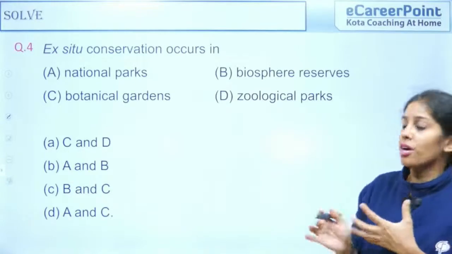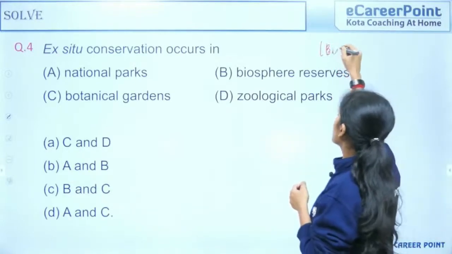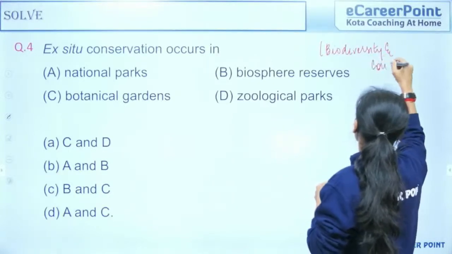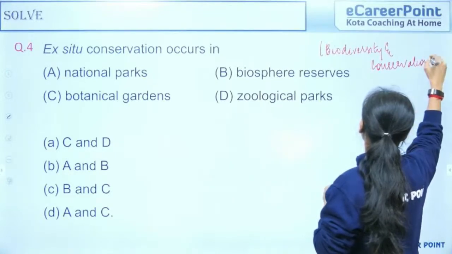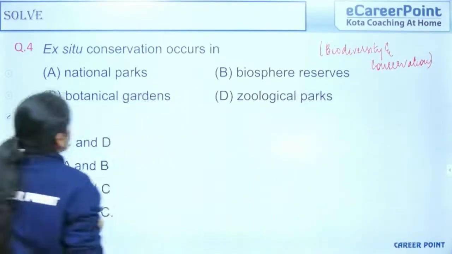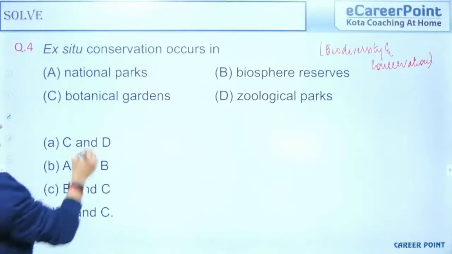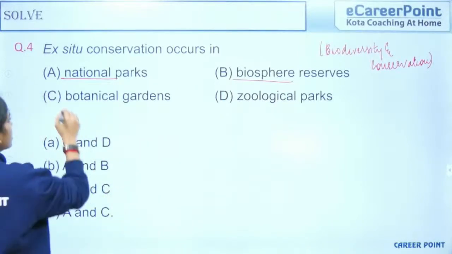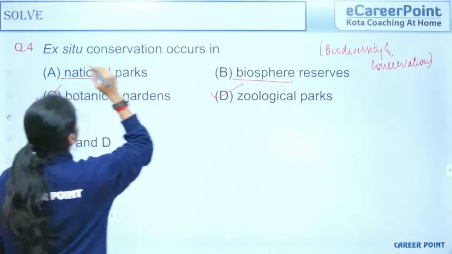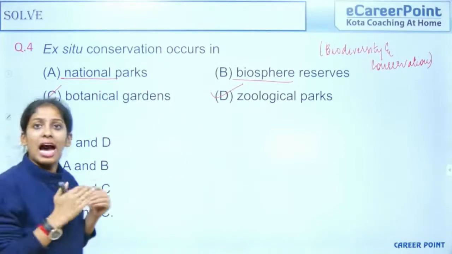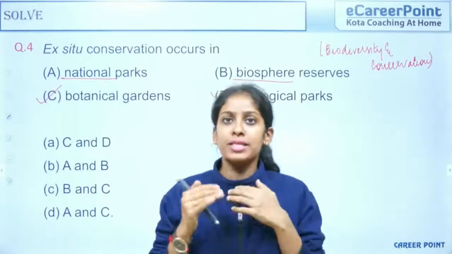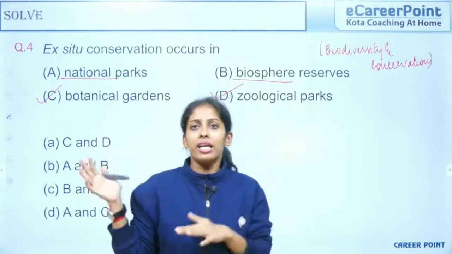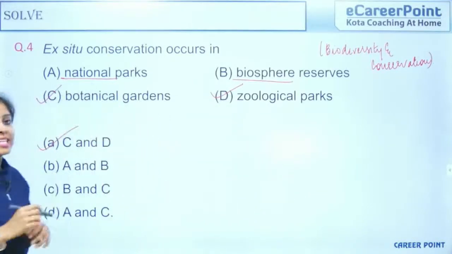So this mode of conservation comes in the chapter Biodiversity and Conservation. So ex-situ conservation occurs in which of the following? National parks and biosphere reserves are types of in-situ conservation. Your botanical gardens and zoological parks are types of ex-situ, that is off-site. In-situ is you're protecting the particular animal or plant in that particular site. Ex-situ, you're taking them out of the native site and protecting it. So here the right answer will be C and D.